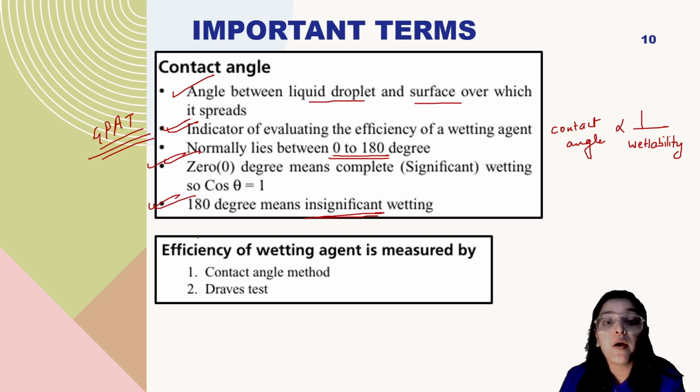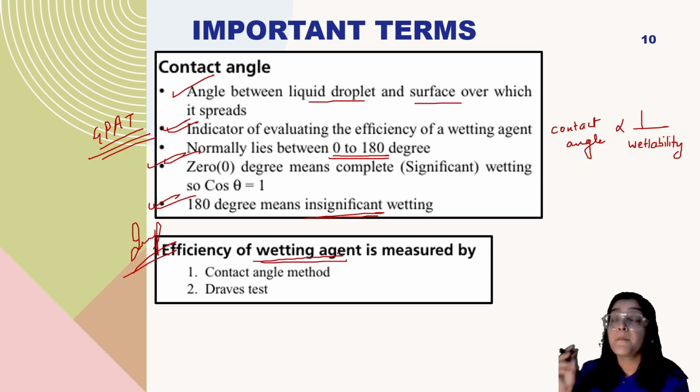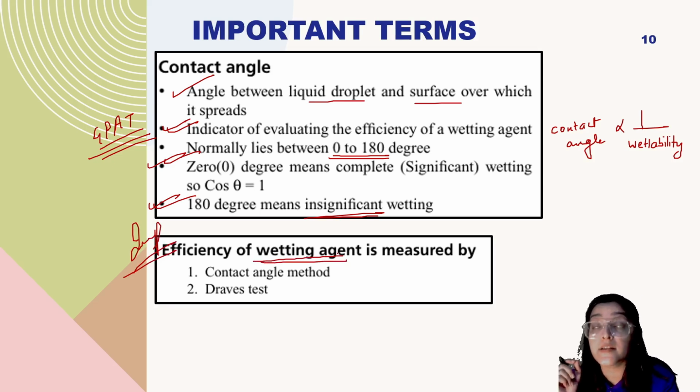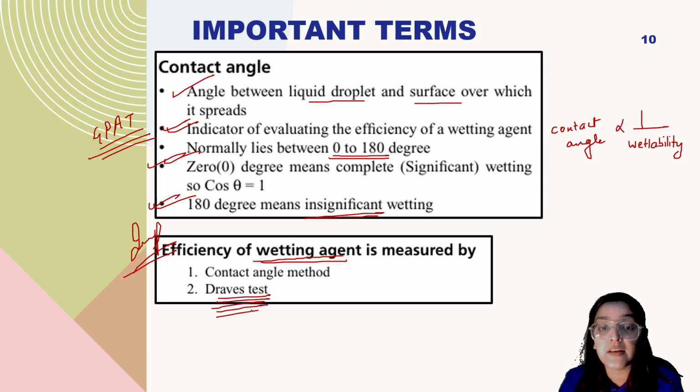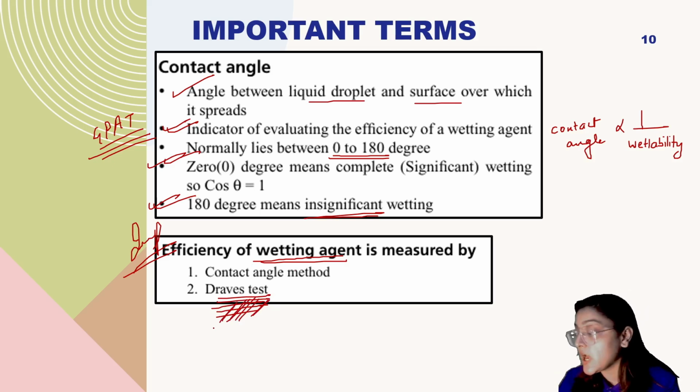Right, now here is another question that has been asked a lot of times: how do you measure the efficiency of a wetting agent? Please see that a direct question can be asked on the Draves test. Very important students, please mark it: the Draves test is used for testing the efficiency of the wetting agent.